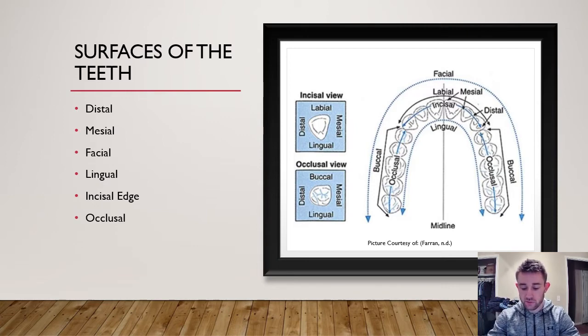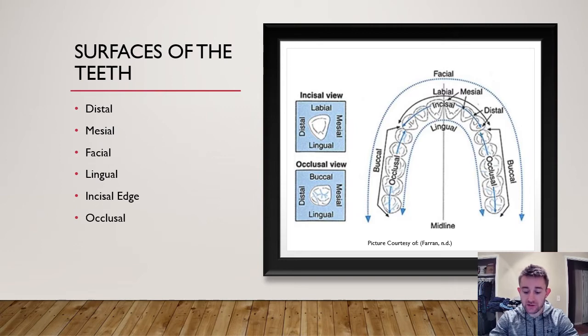The mesial surface of the tooth is the surface that is closest to the midline. So mesial is the closest to the midline, distal is the furthest from the midline. The facial surface of the tooth is the surface that faces the cheek or the face, so it faces out. The lingual surface is the surface of the tooth that faces inward, towards the tongue. And finally, we have the incisal edge and the occlusal surfaces.